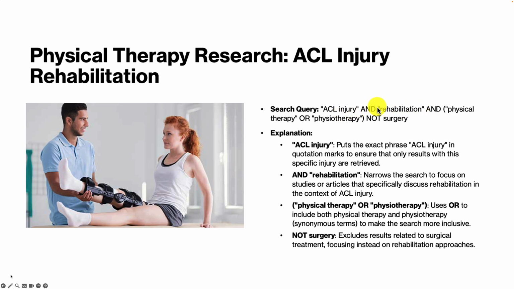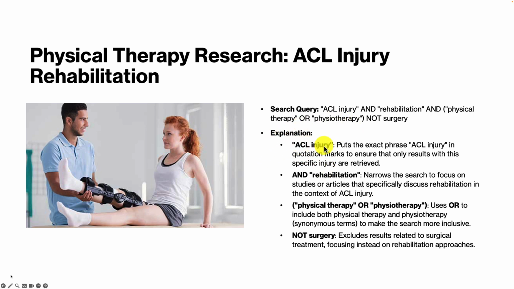Now I could do even more to that, right? I can use another and here you see parentheses and quotation marks. So with the parentheses, I'm asking the computer to find these words that could be clustered together, right? Physical therapy or physiotherapy, right? So those might be two different ways of saying the same thing. And then here it says not surgery, right? So here is a search query that is a bit more complex, right? And again, there's no right way to do this. You just have to do trial and error. So here's the explanation of that, right?